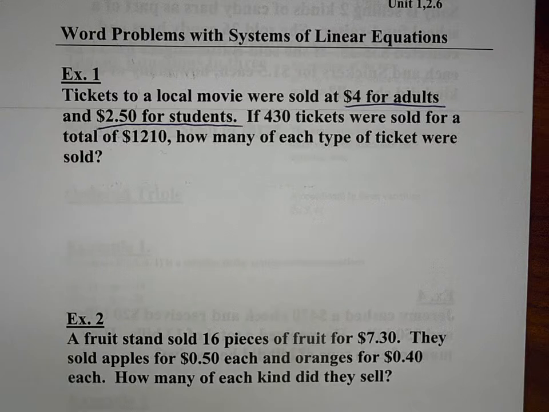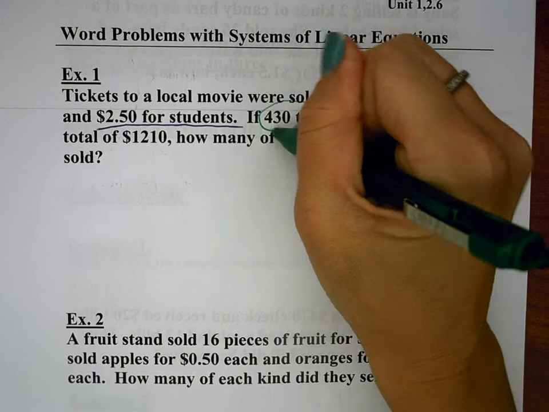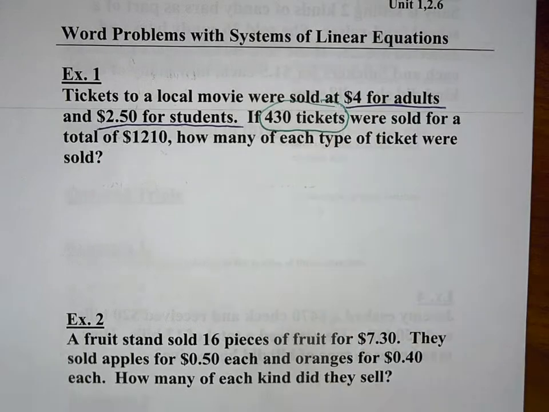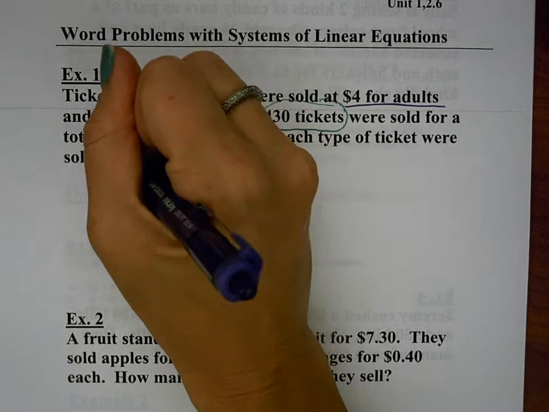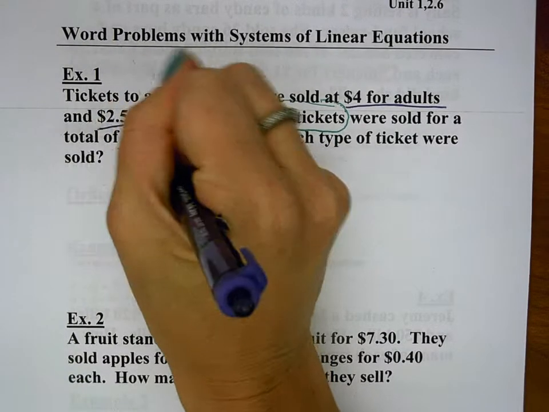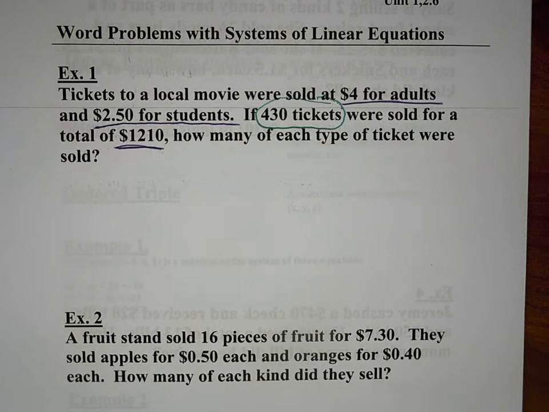Then it says 430 tickets. I'm going to do this in a different color because this is not talking about money. 430 tickets were sold for a total of $1,210. I'm going back to this color again because it's dealing with money again. Or you could underline and circle the different things.